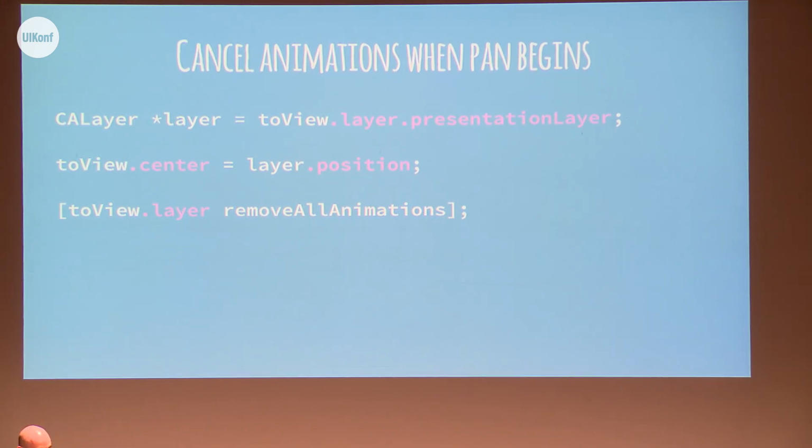If you just search cancel iOS animation, you'll probably find this common pattern of getting the presentation layer and then setting any property that you were animating to your view or layer, and then removing all the animations. And as your gesture changes, this is kind of stock, doesn't really have anything to do with transitions. You just translate the view along with it, right?